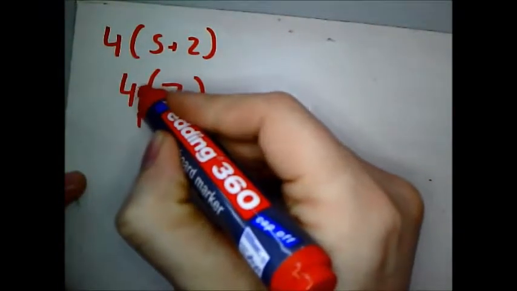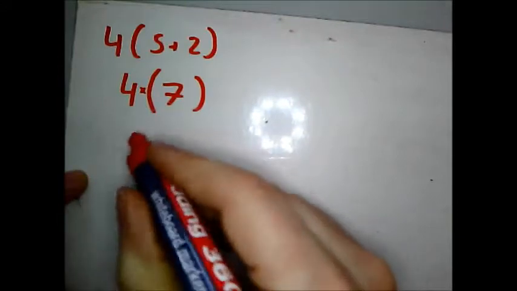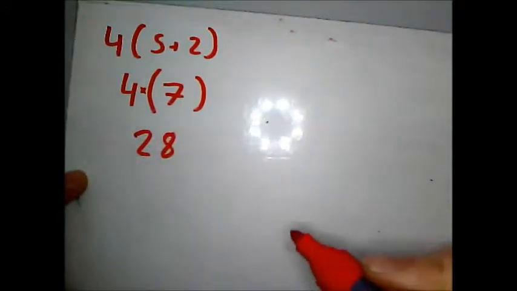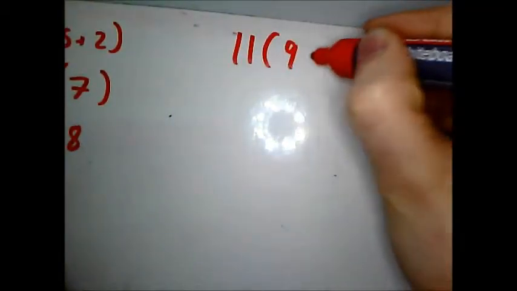Now, there may not be a sign between these numbers, but whenever that's the case, there's an invisible multiplication sign. So this means 4 lots of 7, so that leaves me with 28. Okay, again, no equal signs, just one after the other.